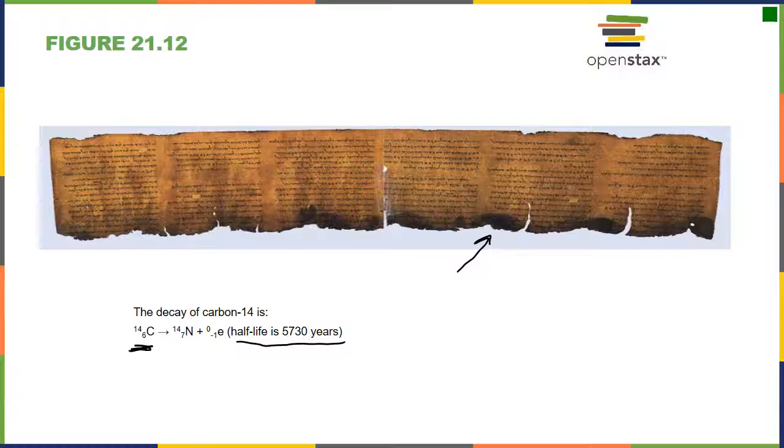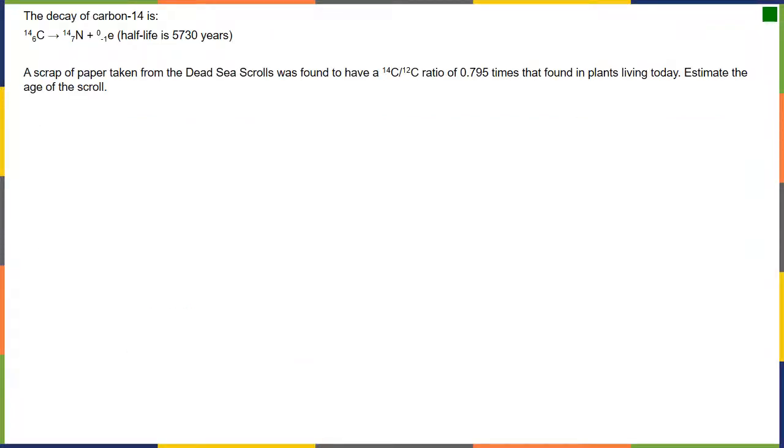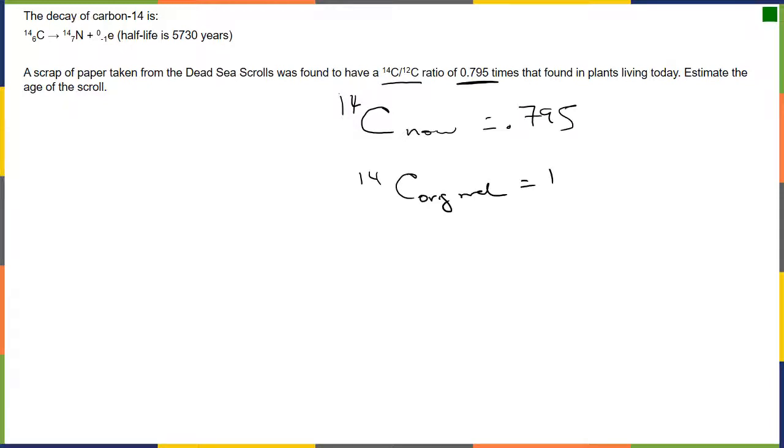So, some data. Here's what we found. We found that the ratio of carbon-14 to carbon-12 is 0.795 times that found in plants living today. What does this tell us? It tells us that the concentration of carbon-14 now, which is our A sub t, is equal to 0.795, and the concentration of carbon-14 originally would be a value of 1.